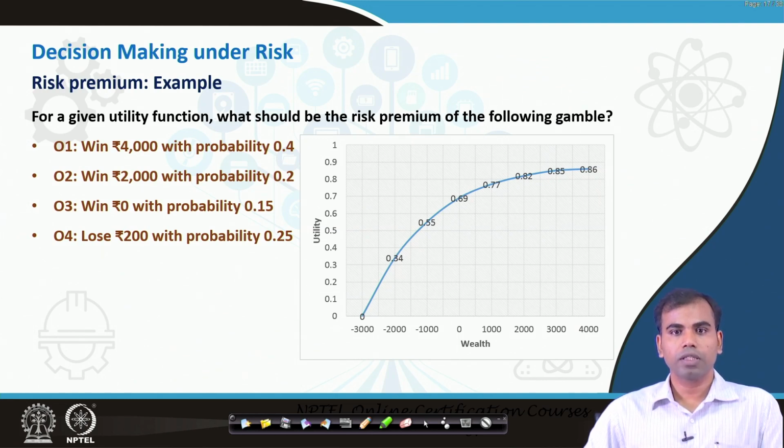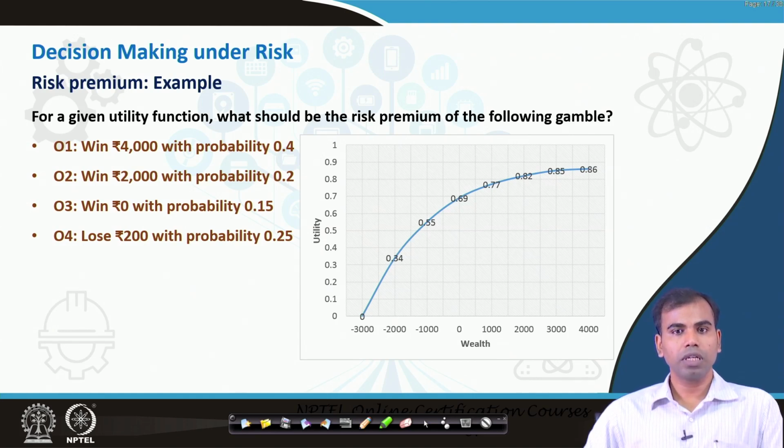Outcome 1 has 4,000 rupees of gain with a probability of 40%. Outcome 2 has 2,000 rupees of gain with a probability of 20%. Outcome 3 has 0 rupee of gain, which means you will get nothing in this case, with a probability of 15%, and outcome 4 has a loss of 200 rupees with a probability of 25%.